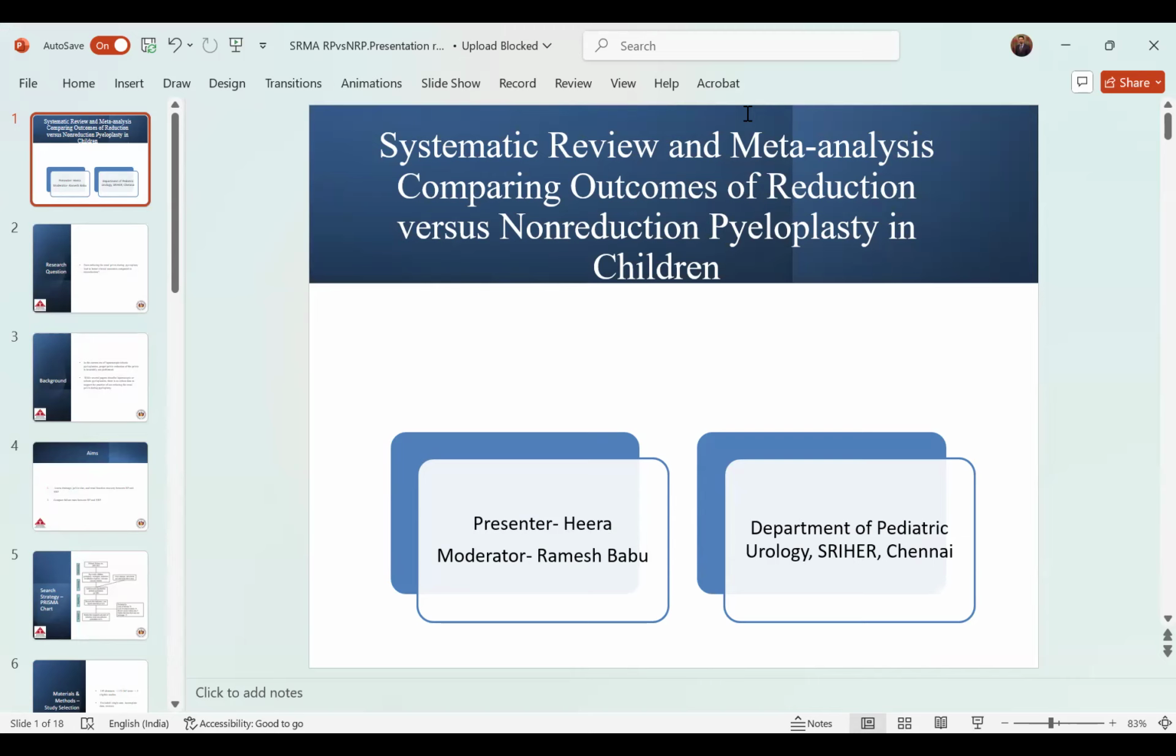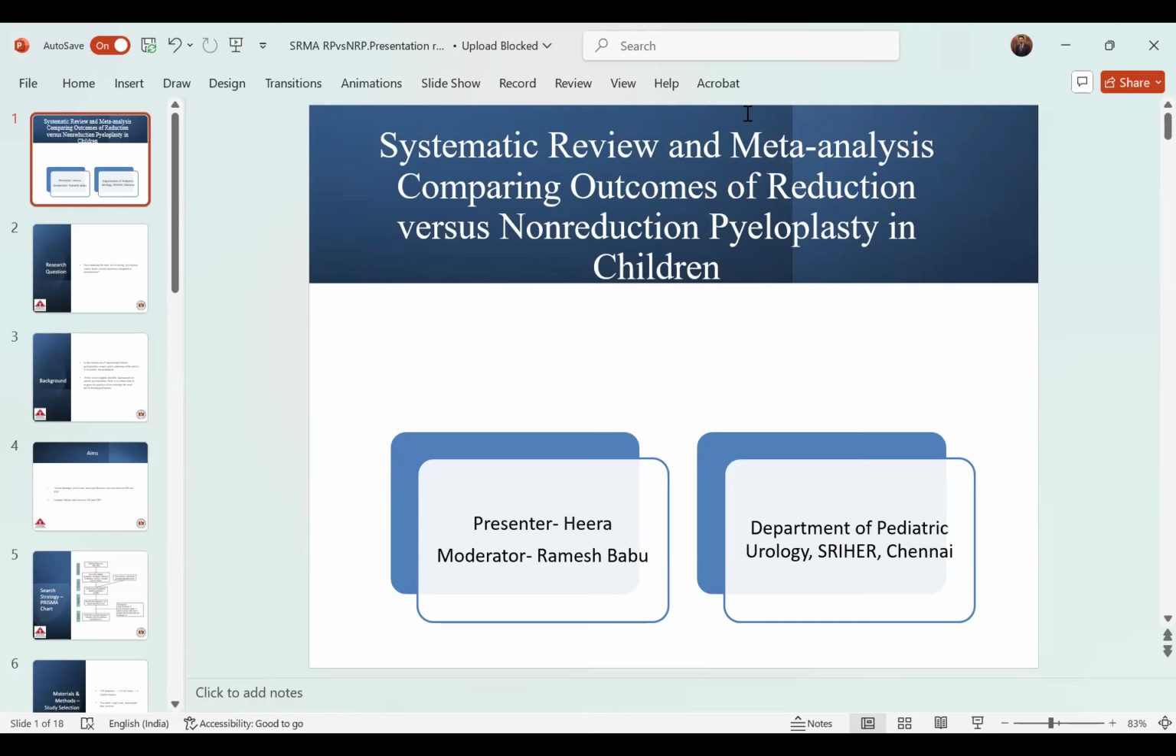As I said, there are a lot of friends who have stuck to reduction pyeloplasty. They reduce a 25 millimeter pelvis and end up with tension in the anastomosis. So I would say that it's okay not to reduce a small pelvis, but if the pelvis is more than 50 millimeter or 60 millimeter, reduce it. And if there's a mass, definitely reduce it.